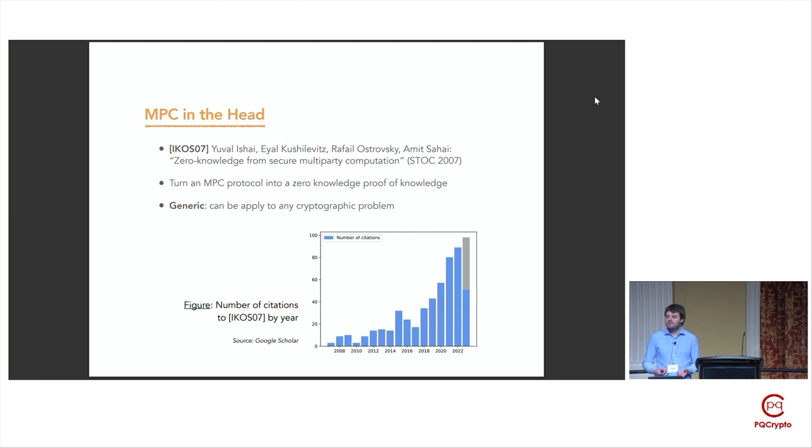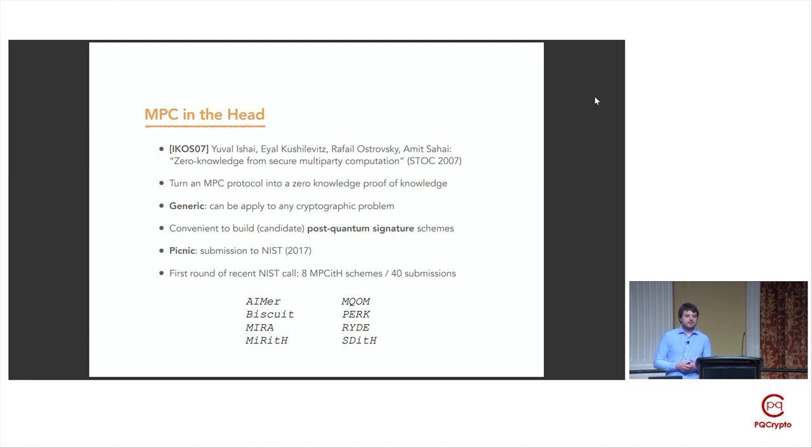We can cite the first signature scheme based on the MPC in the Head framework, which is Picnic, which was submitted to the first call of the NIST in 2017. And in this new call of the NIST, there has been a lot of improvement of the technique, and there are now a lot of schemes based on the MPC in the Head framework. There are 8 schemes among the 40 signature submissions: Aimer, Biscuit, Mira, Mirath, MQOM, PERK, RYDE, and SDitH.